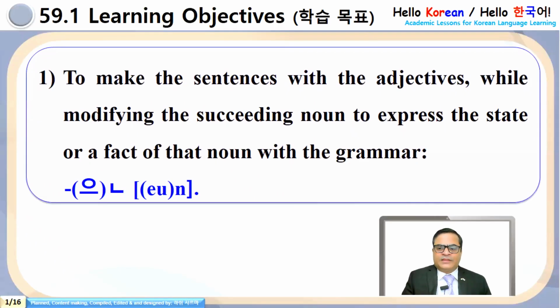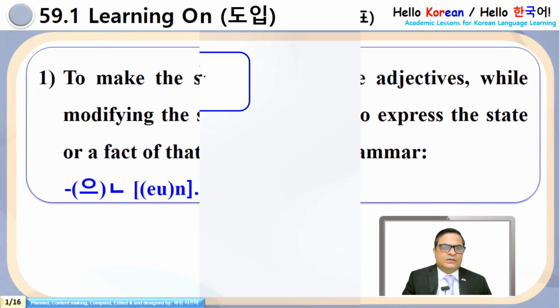Coming to the learning objectives, as you can see on your screens: to make sentences with adjectives while modifying the succeeding noun, to express the state or effect of that noun with the grammar un.